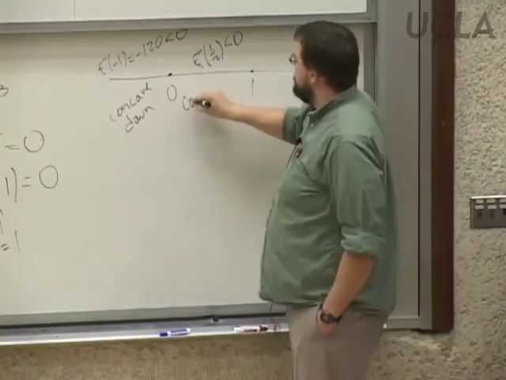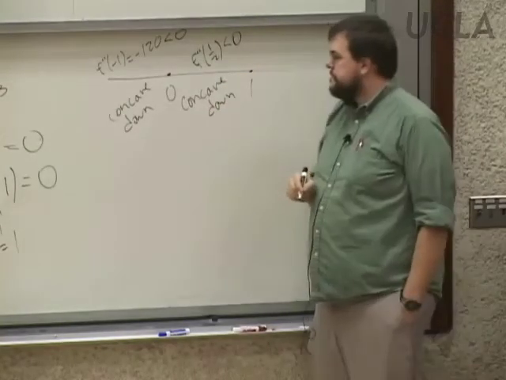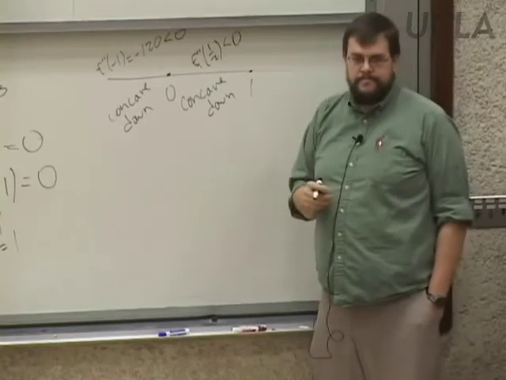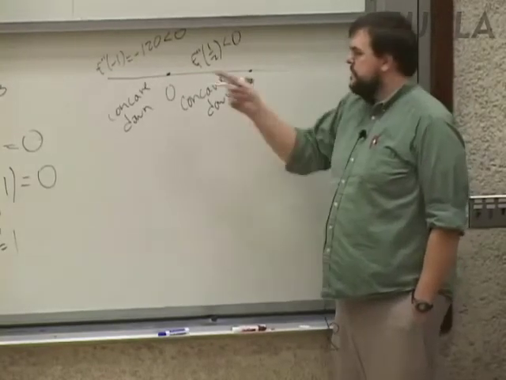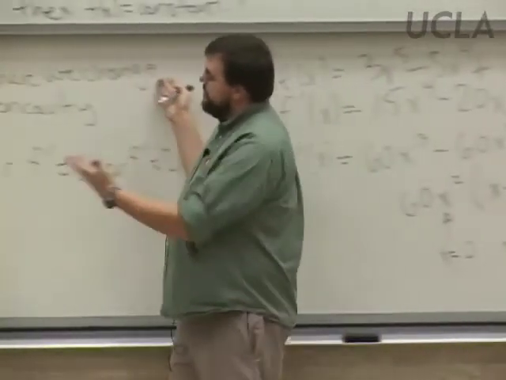And I'm also concave down after 0. What does that tell me about 0? Is it an inflection point? No, because I'm not changing concavity. So the inflection points are where we go from concave up to concave down, or the reverse.